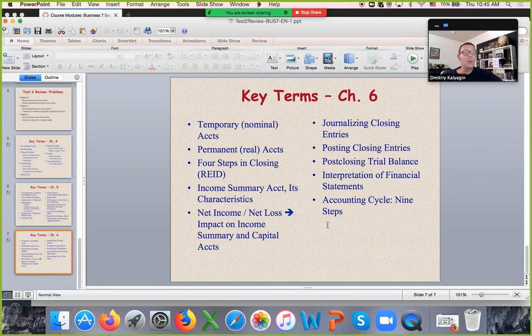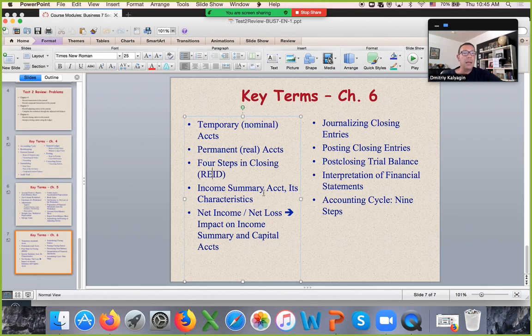The last chapter that will be covered on test number 2 is the last chapter of the accounting cycle. We distinguish between temporary accounts, revenues, expenses, and drawing, and real or permanent accounts, which are assets, liabilities, and capital in the owner's equity group. We looked at the 4 steps in closing, 4 journal entries. So we recorded closing entries for R, revenues, E, expenses, I, income summary, and D for drawing.